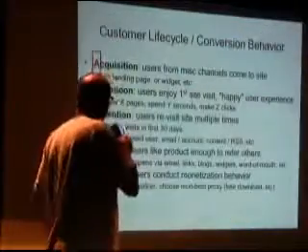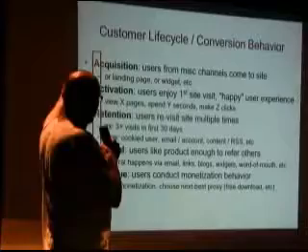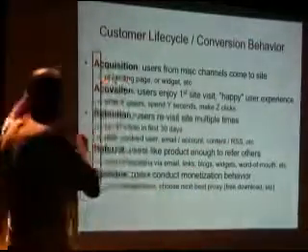All right. Acquisition, activation, retention, referral, revenue. Say it one more time. AARRR. Very good. I won't read the rest of that.